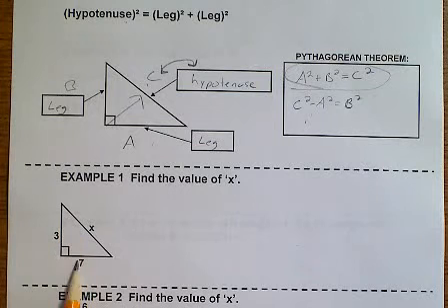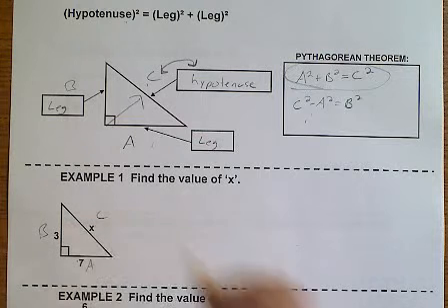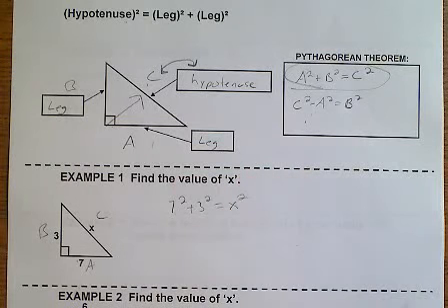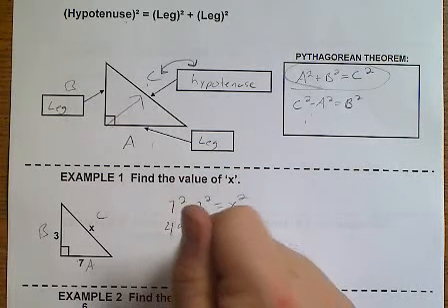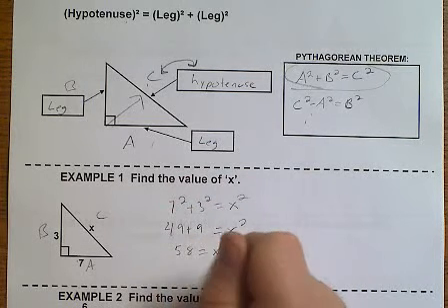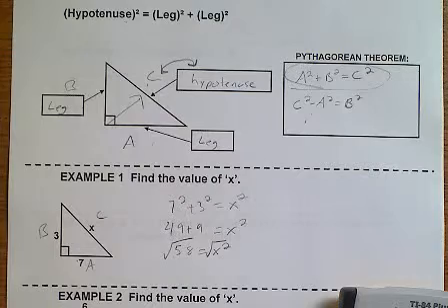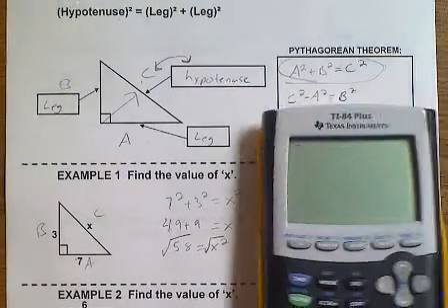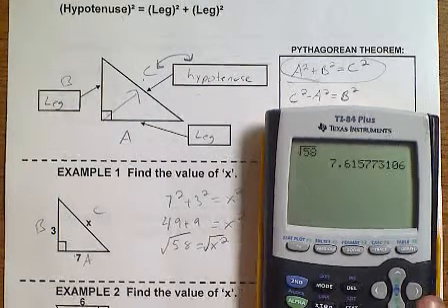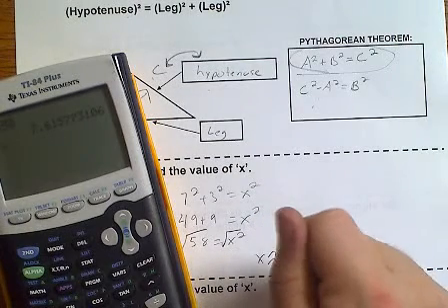Well, a and b and c, so 7 squared plus 3 squared equals x squared. There's 49 plus 9, which is 58. I'm going to take the square root of all of those. And so the square root of 58 is about 7.62. So x is about 7.62.